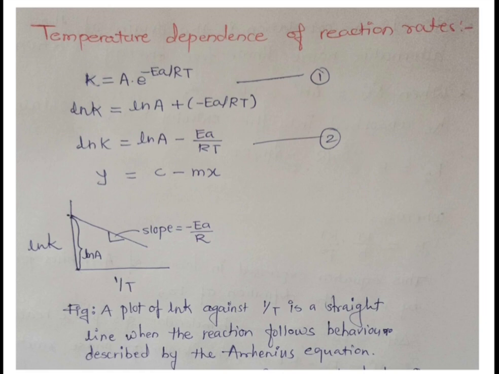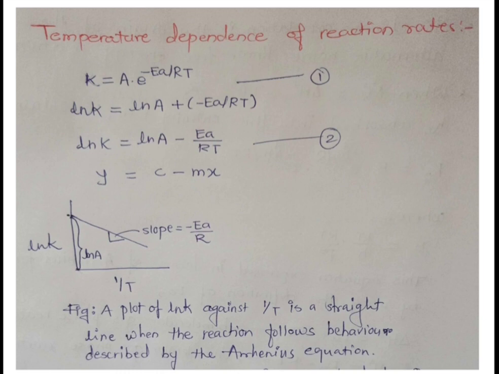Now just take ln of both sides. After taking ln of equation 1, the equation will become ln k = ln A plus ln of e^(-Ea/RT), and because ln of e is 1, it reduces simply to minus Ea/RT. Now write the equation in a different form: ln k = ln A minus Ea divided by RT.